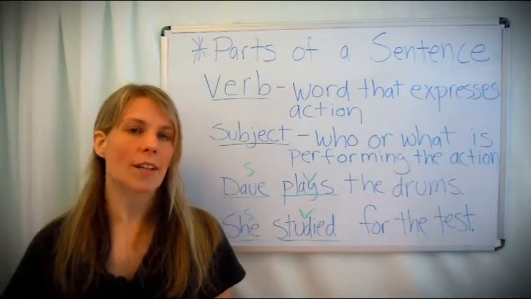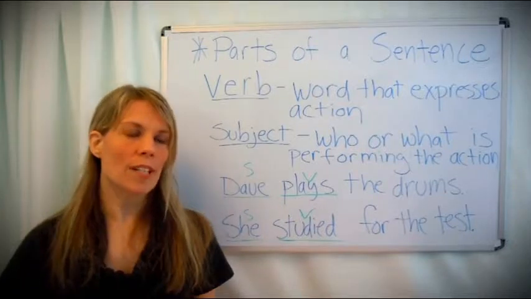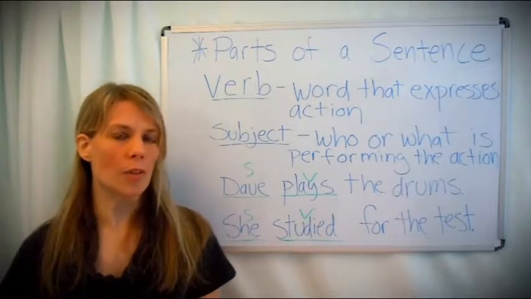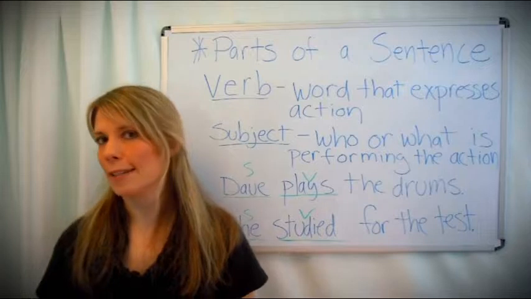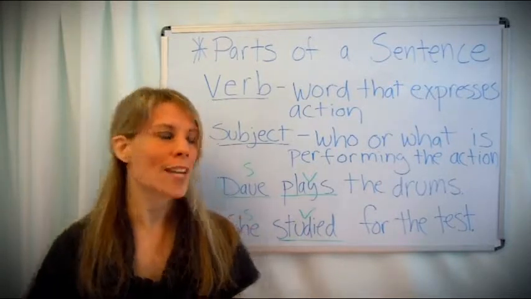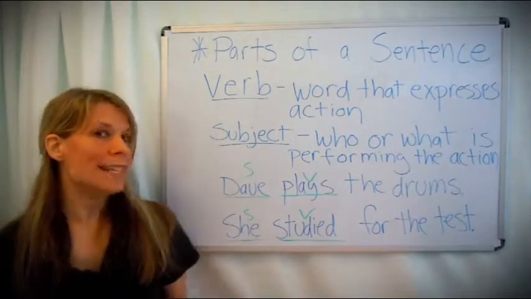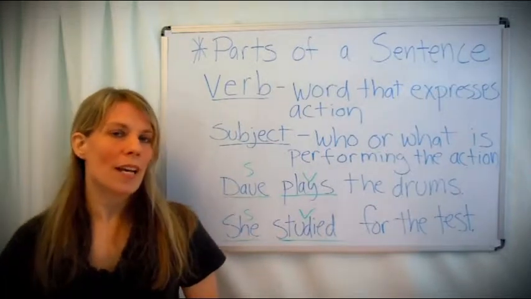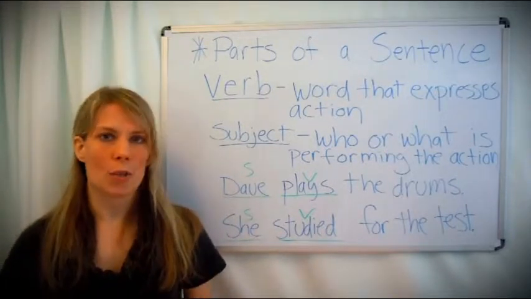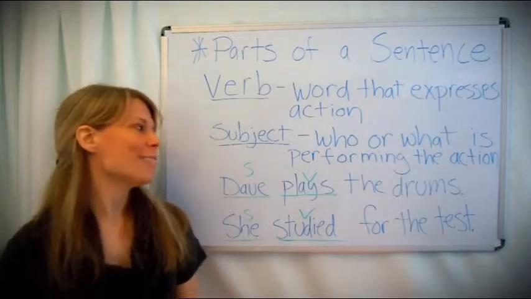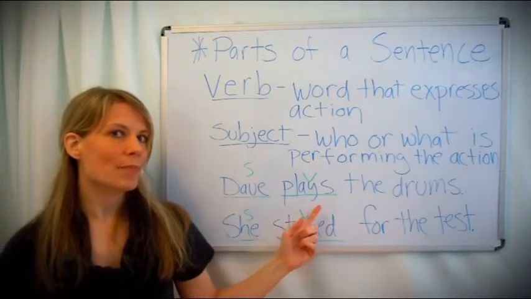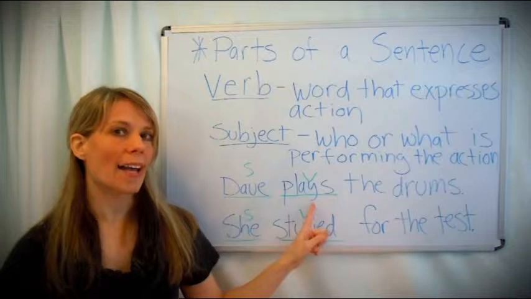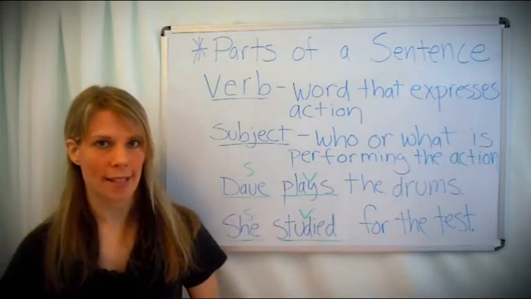So let's take a look at a couple of examples, and hopefully as we do these examples, it will become a little bit clearer to you how to best identify verb and subject in a sentence. So, first example, Dave plays the drums. Okay, so we ask ourselves, where is the action word in this sentence? Where's the action? So here, it's plays. So we can go ahead and label that as our verb. We can label plays as the verb in that sentence.